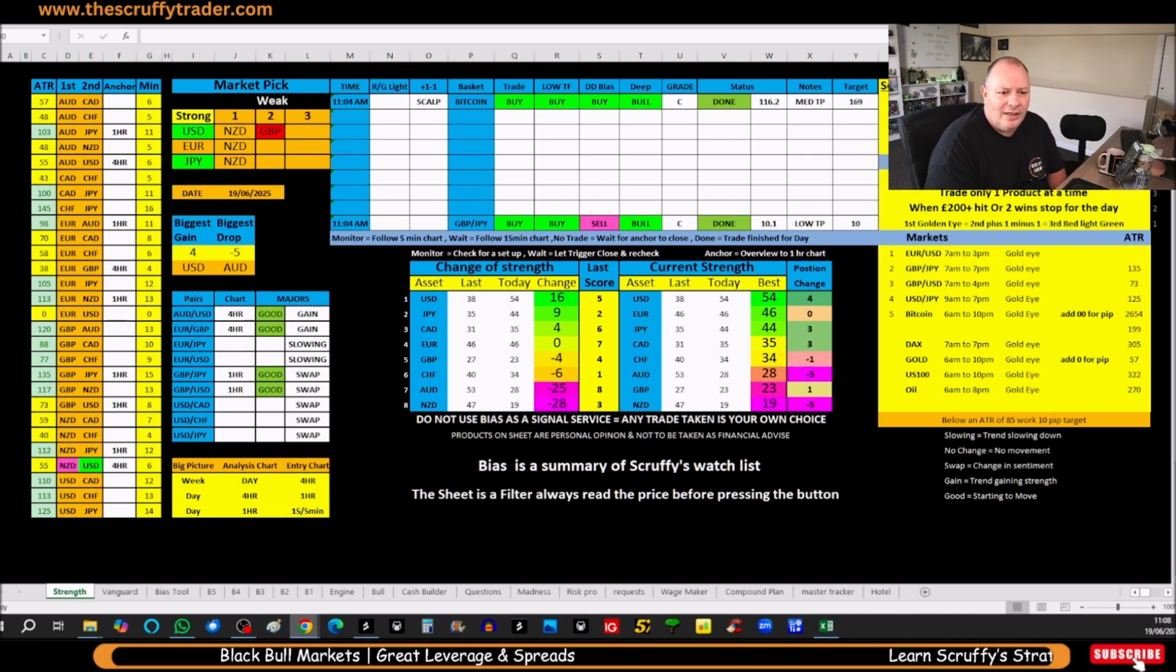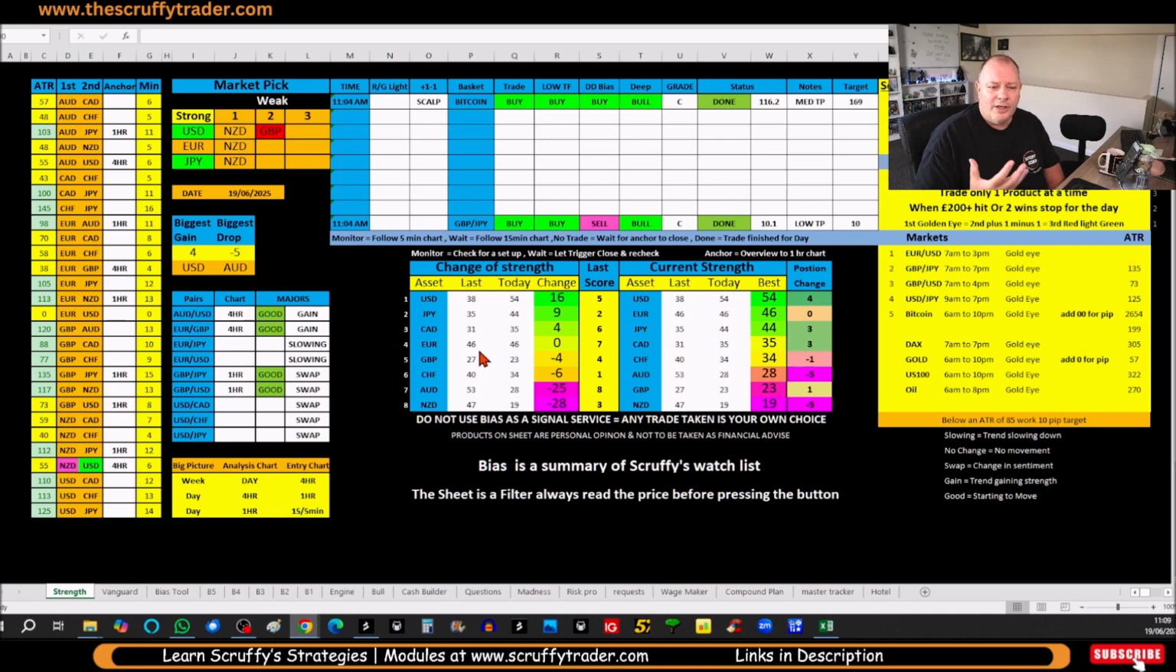But what does it tell you if you're looking at a strength? And you can find these things anywhere. So the way it's set up, I have ATRs over here so I can see whether the product's worth it in the first place. This bit works out what's gaining, slowing, swapping direction, etc. And that's based on the majors. And then we have the strength bit here.